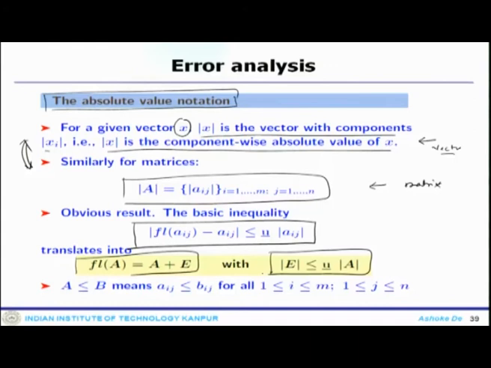So, the arithmetic operations, the errors which are associated with the vector that we have seen can be extended now for matrices, and there could be also similar sort of errors, and which means a less than or equal to b means aij less than or equal to bij for all i and j. Okay.